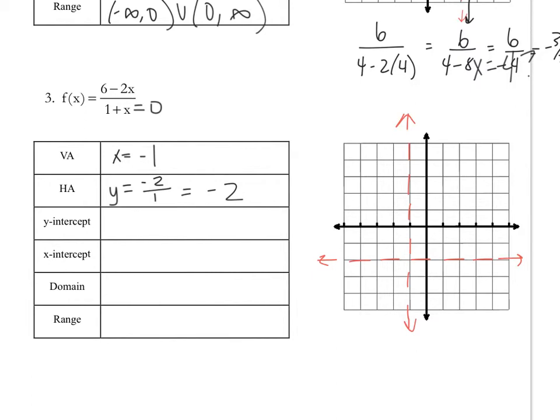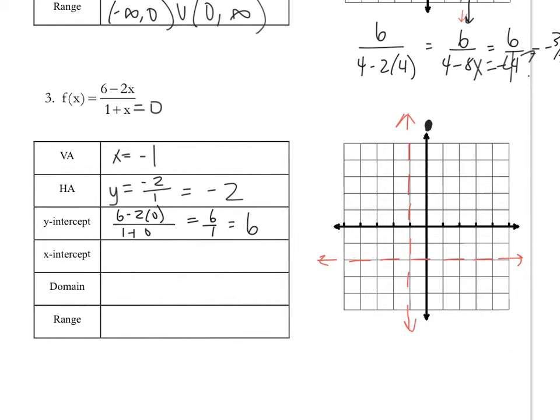Let's do y-intercept. That means plug in 0 for x. So that means I get 6 minus 2 times 0 over 1 plus 0, which is 6 over 1, which is 6. Okay, so my y-intercept is way up at 6. 1, 2, 3, 4, 5. It's a little bit off the graph, but that's okay.